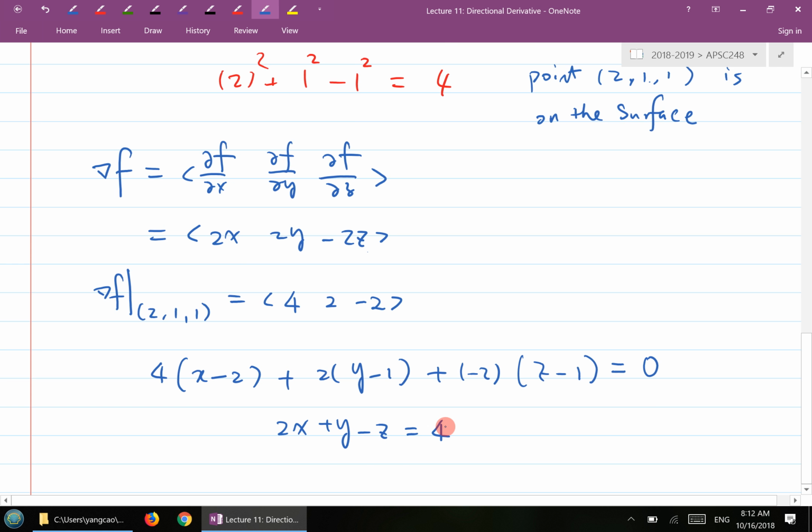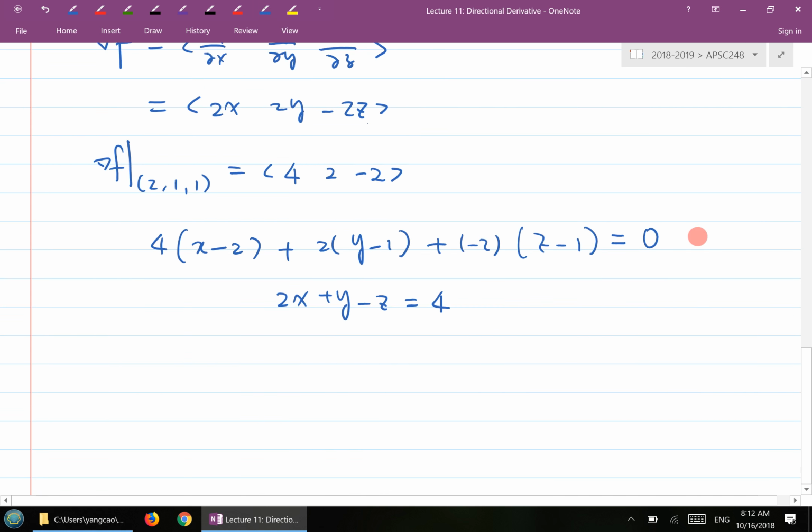So that's the type of question: if you have a surface, what's the tangent plane for that surface at a certain point? Let me give you a similar question, but with a different kind of surface here. This is where I usually find people could get confused.